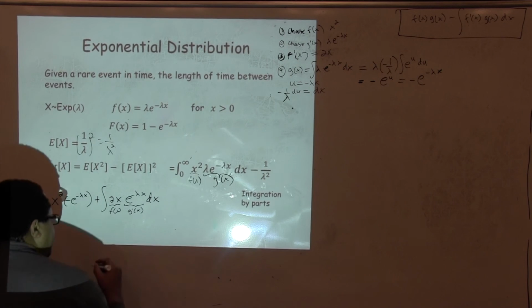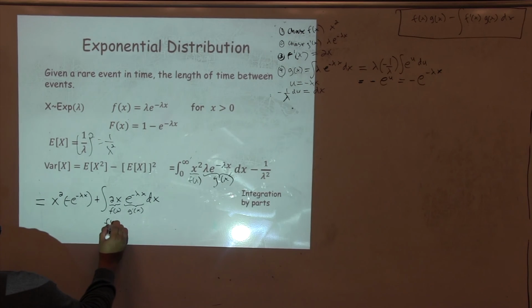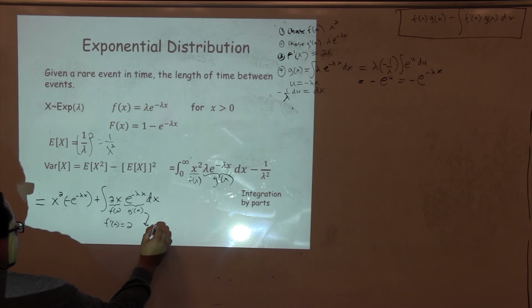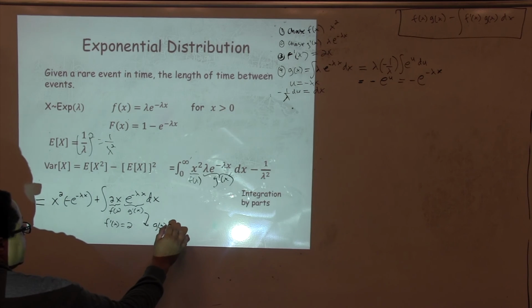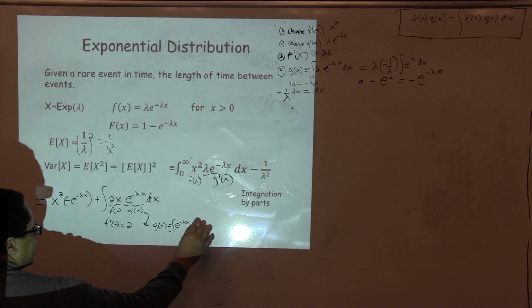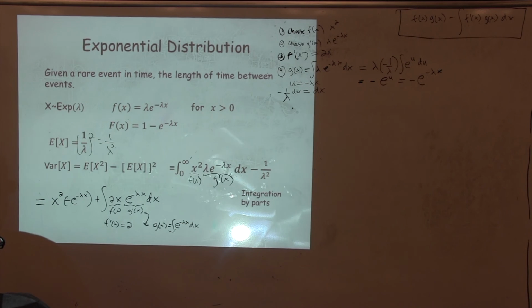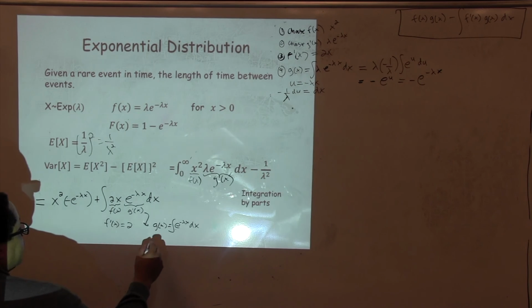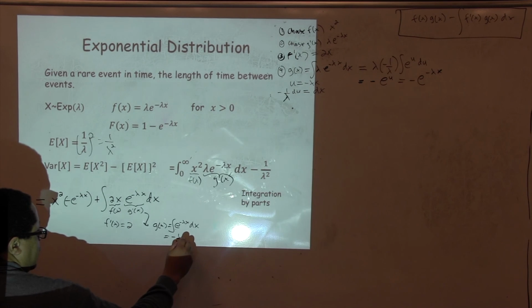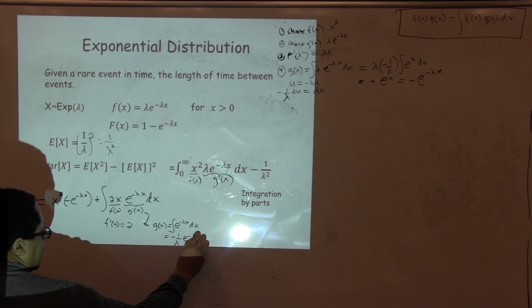So if this is our f of x, our f prime of x is going to equal 2. Okay, that's good. And if this is g prime of x, our g of x is just going to be the integral of e to the minus lambda x dx. So for e to the minus lambda x dx, we could do a u substitution, and that's just equal to, after it's all said and done, minus 1 over lambda e to the minus lambda x.